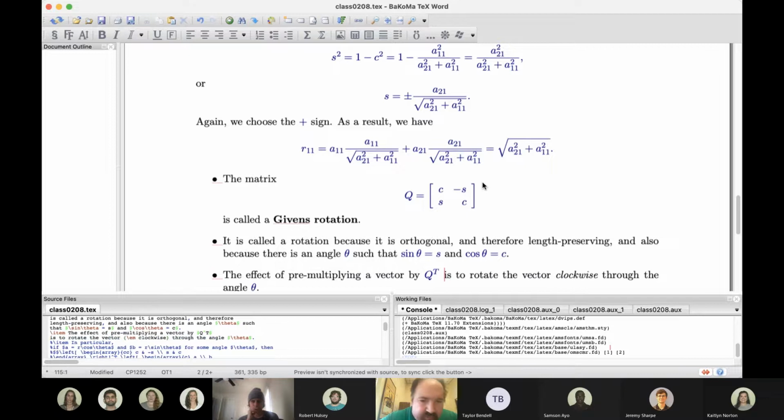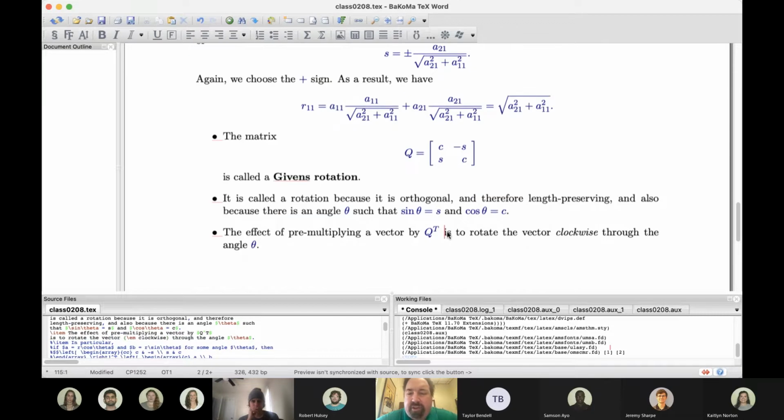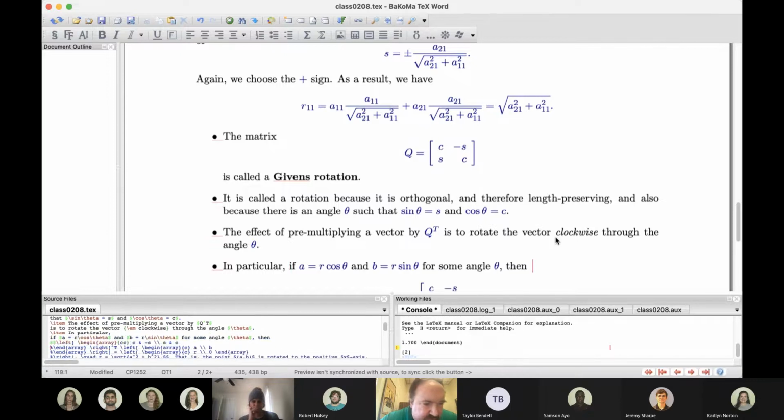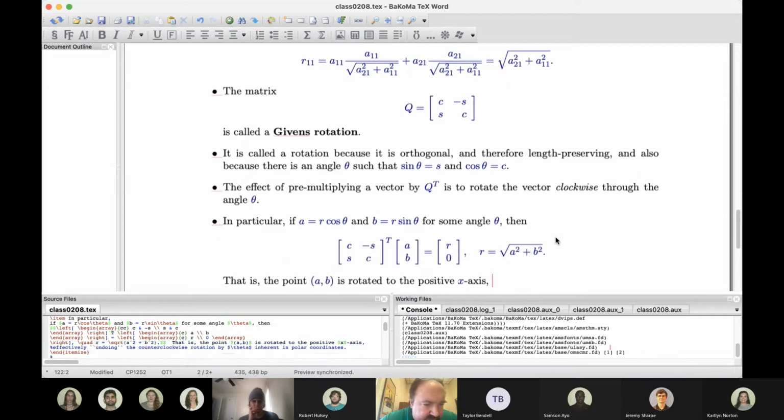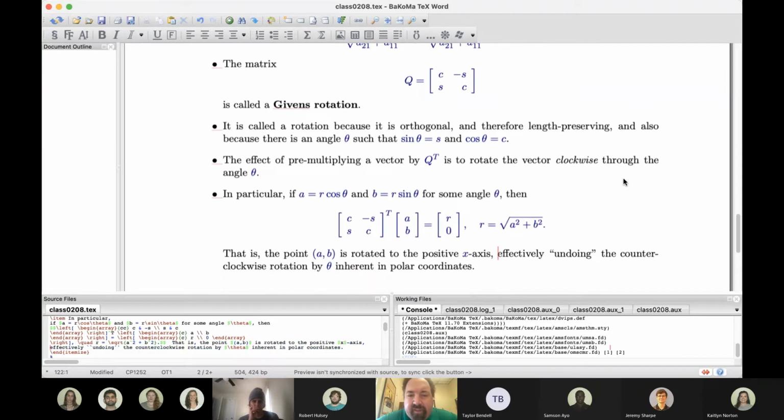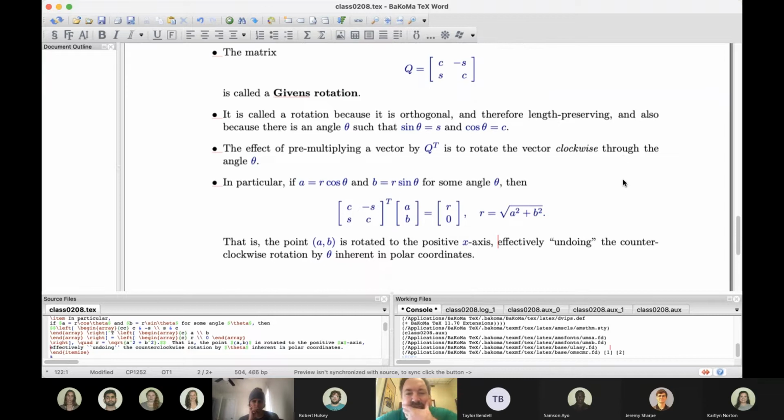Yeah, I had it backwards, sorry. Q transpose rotates clockwise. Multiplying by Q is counterclockwise. Okay.